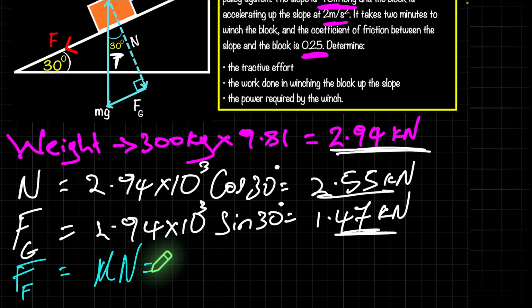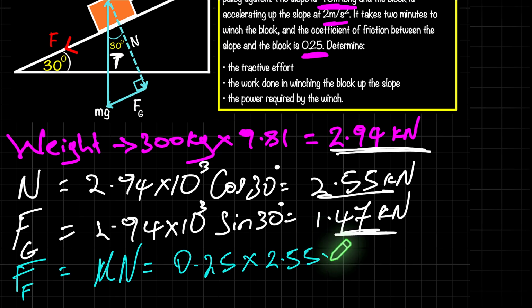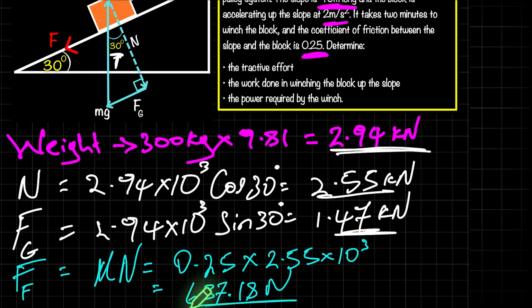So our coefficient of friction was 0.25 and our normal reaction was 2.55 kilonewtons, so times 10 to the power of 3, and that leaves us with 637.18 newtons, so that's a quarter of the total that's going to friction. So we're making some progress here. We have three force components. We have our frictional force. So what we need to look at now is what the total resisting force is going to be.